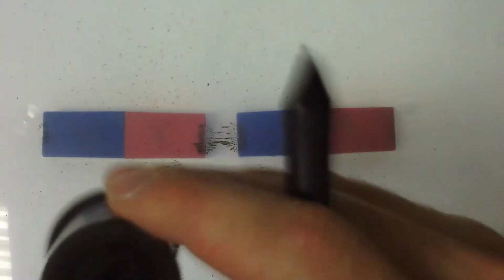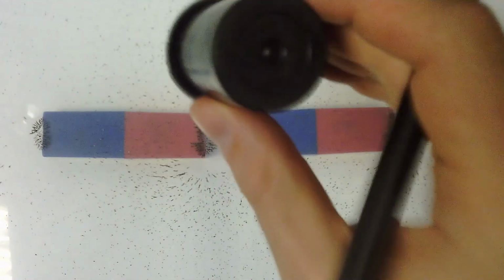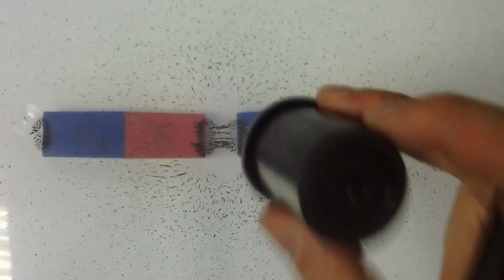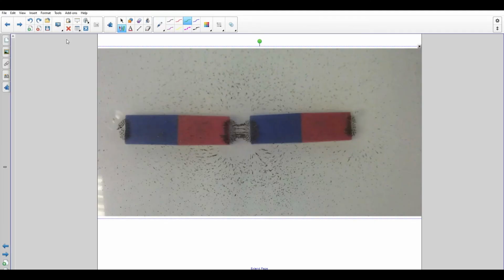So I'm not going to worry too much about the sides, I'm going to worry mostly about the middle here, but I will sprinkle around the sides as well, just to show you. But we can see how concentrated the magnetic field is inside this little bit here. Okay, so we can see then from this where our magnetic field is.